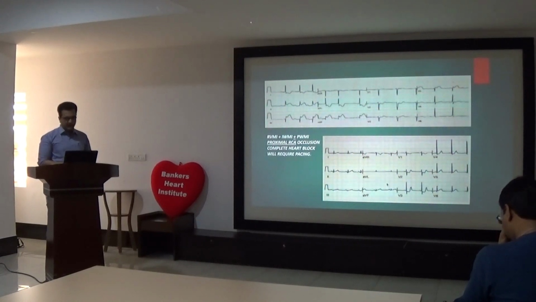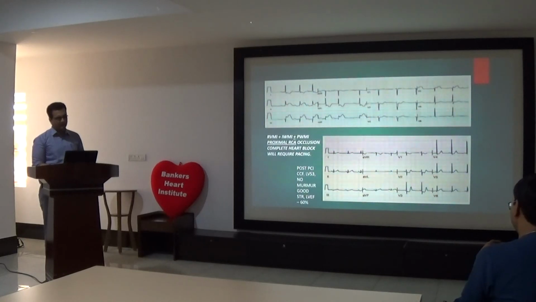Now this is an ECG of a patient with inferior wall MI, a post PCI ECG. Post PCI, the patient developed CCF. On auscultation there was a third heart sound. There was no murmur. There is good resolution of the ST segment, and the patient has an ejection fraction of 60%, which suggests there is successful reperfusion. So this is a case of papillary muscle rupture leading to secondary MR. You see the corresponding signs and symptoms.